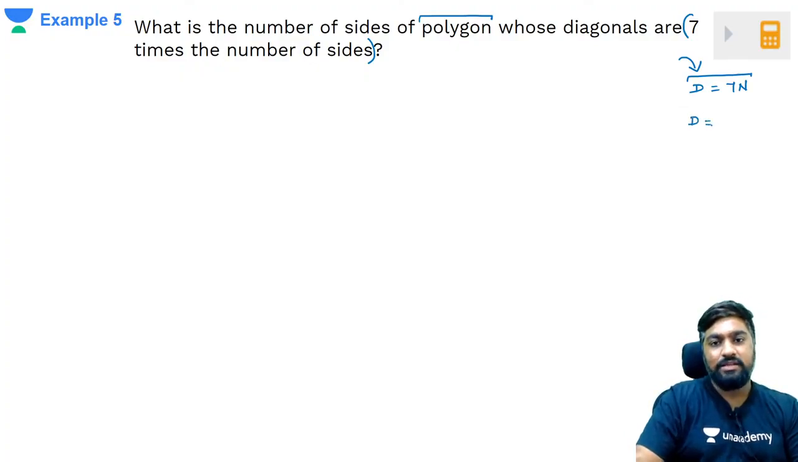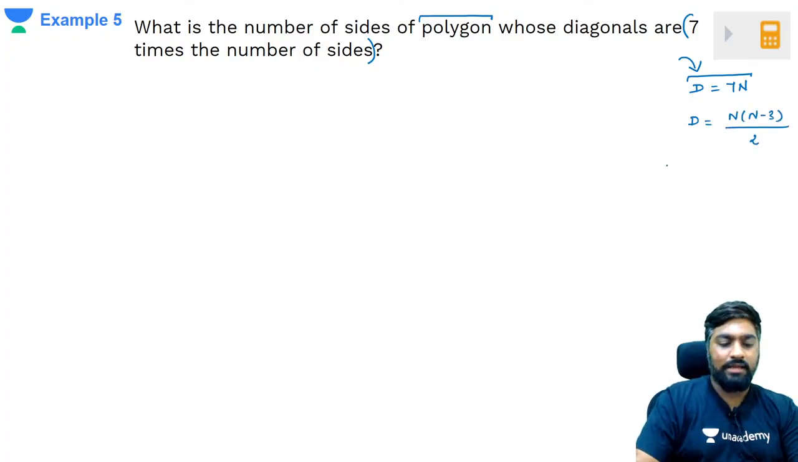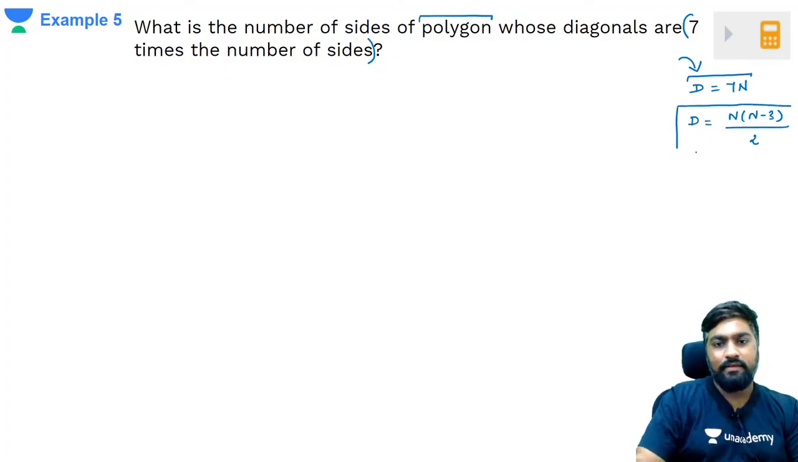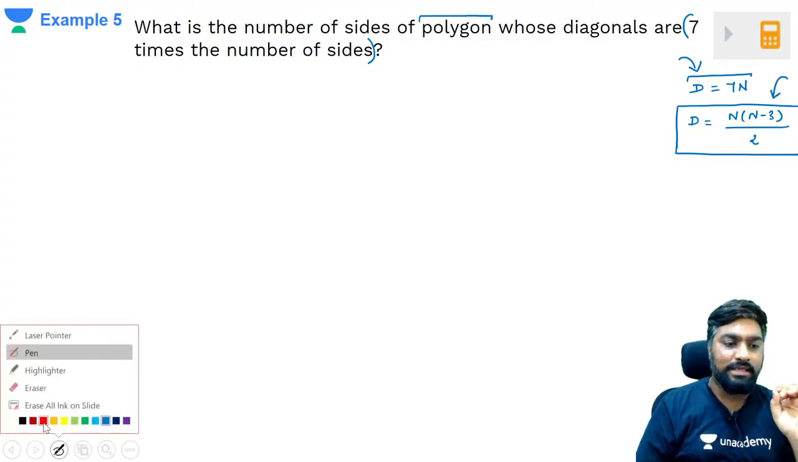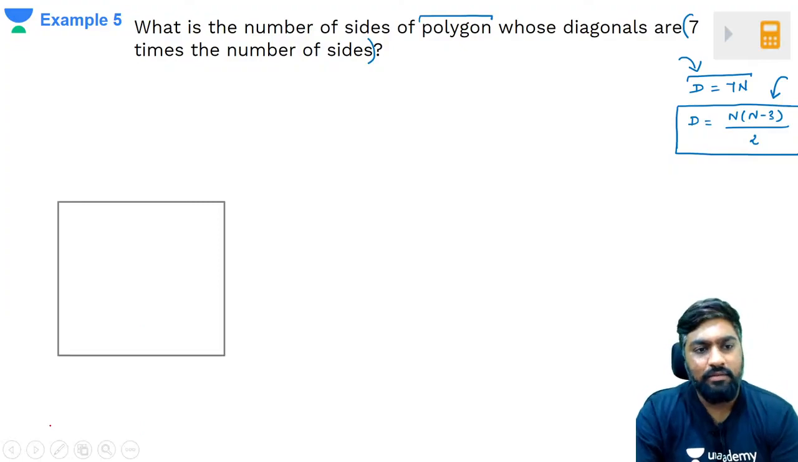So number of diagonals of any given polygon that has n sides can be given as n into n minus 3 by 2. Agreed? That's something that we know. So if you know it, you can directly use it here and get the value of n. But let's say you do not know and you don't want to remember this. You are not very good at memory. You don't want to mug this up. So what do we do? We use common sense, right? Let's try to apply that for a change.